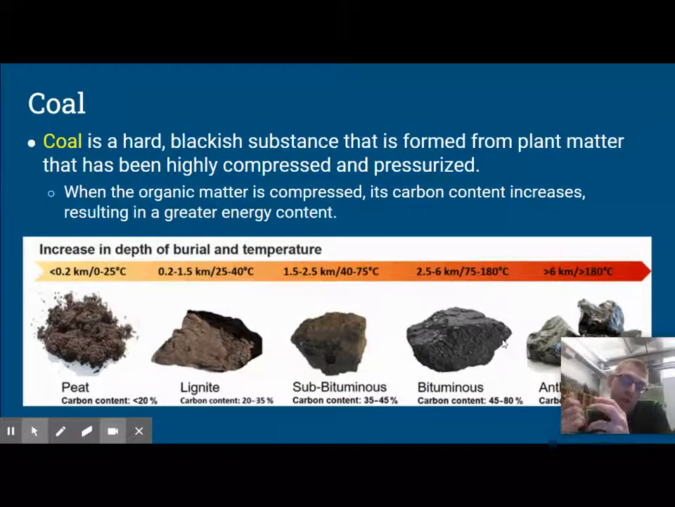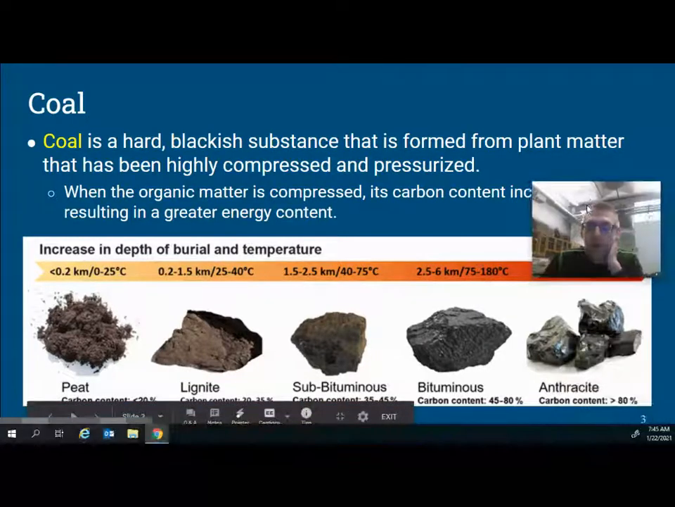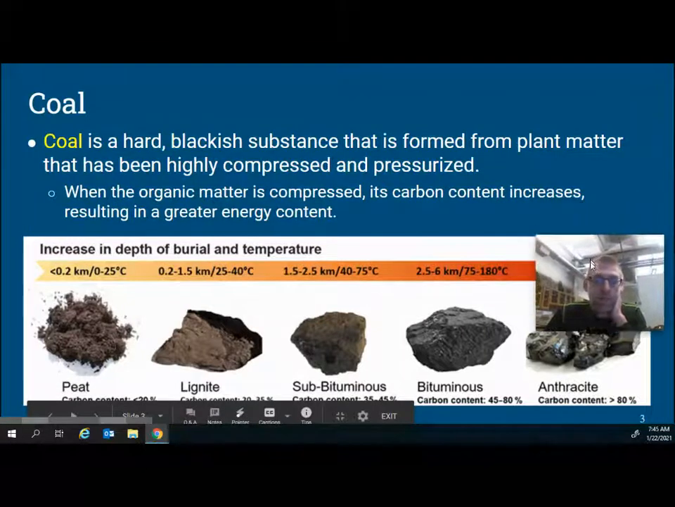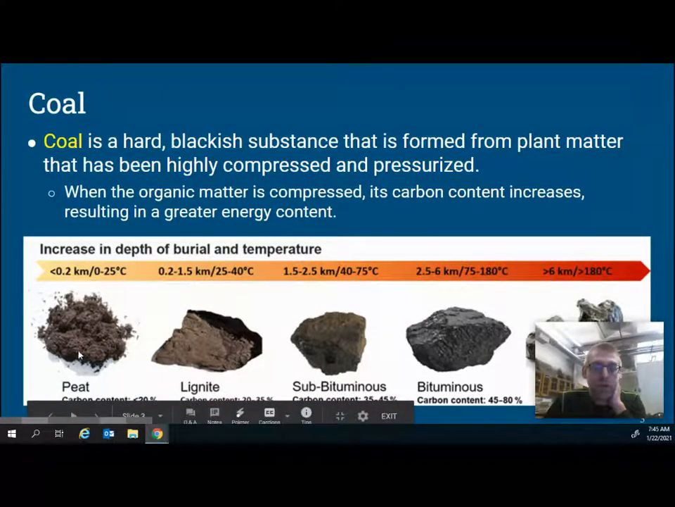Coal, hopefully, as you read in the Newsela article, is a hard blackish substance that is formed from plant matter that's been highly compressed and pressured. And there are different variations of coal. We have our lowest kind of heat and energy source with peat, all the way up into anthracite there on the far right. So 80% compared to less than 20% in peat. So again, the far right is going to have a lot more energy to give off than the peat coal.